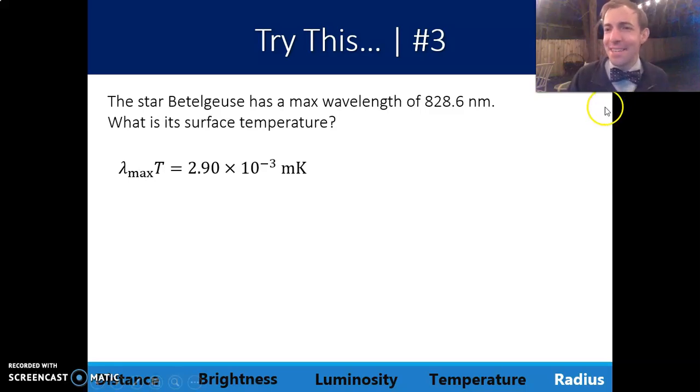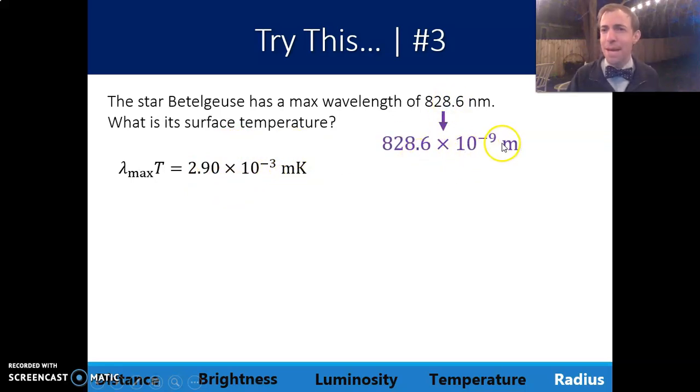So if we go back to this example with Betelgeuse that we were using in the last video, we can actually measure based on the color of Betelgeuse what the maximum wavelength is of the light coming from that star. That star is emitting light with a peak wavelength of 828.6 nanometers. If we're going to use this equation, we must convert that wavelength into meters because this constant is in meters times Kelvin. So to convert that, we're just going to multiply it by 10 to the negative ninth because there are 10 to the negative ninth meters for every 1 nanometer. There's a billion nanometers per meter. So just make sure you go in the right direction. It should be a small number of meters.